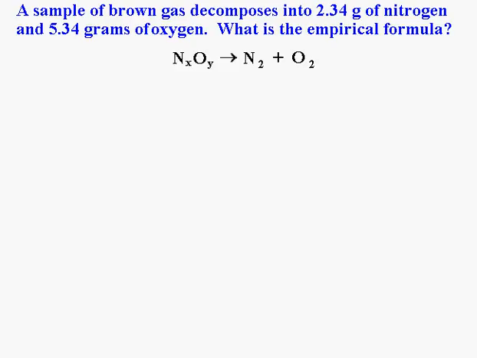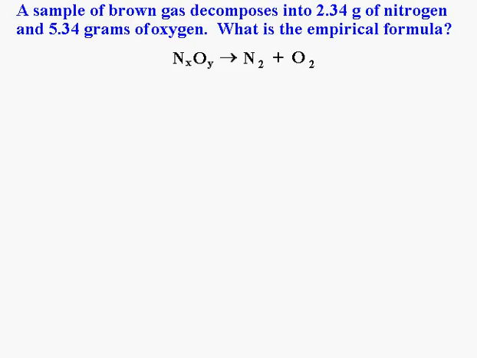NXOY decomposes into nitrogen, which is a homonuclear diatomic, so that's N2, and oxygen, which is also a homonuclear diatomic, so that's O2. To determine the coefficients of those products, we're going to have to determine how many moles of each product were made. All right, well, we know there were 2.34 grams of nitrogen made.